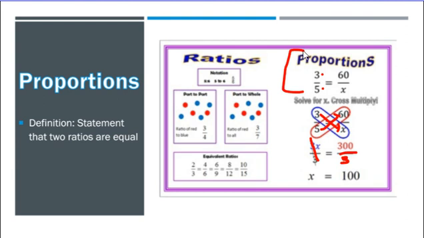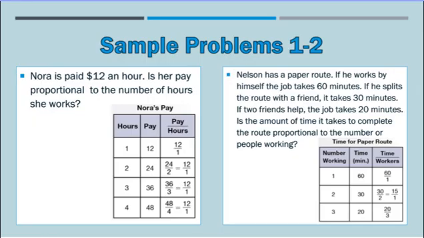And then ratios can be written a couple ways. You can write it as a fraction. You can write it with a colon. You can write it with the word to, T-O. So let's look at an example. Nora is paid $12 an hour. Is her pay proportional to the number of hours she works?